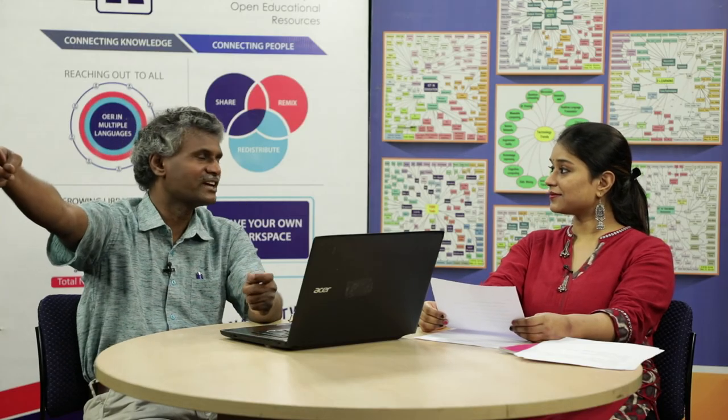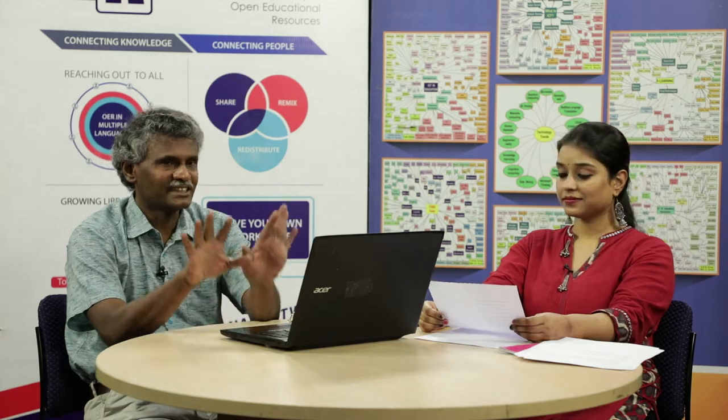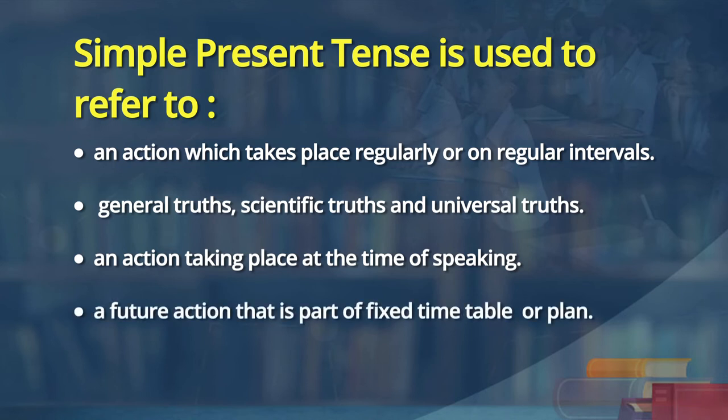He plays cricket there. He goes there. Here goes the train to Lahore, to Delhi, to Mumbai. So, many things. Then, simple present tense is used to refer to a future action that is part of a fixed timetable or plan.